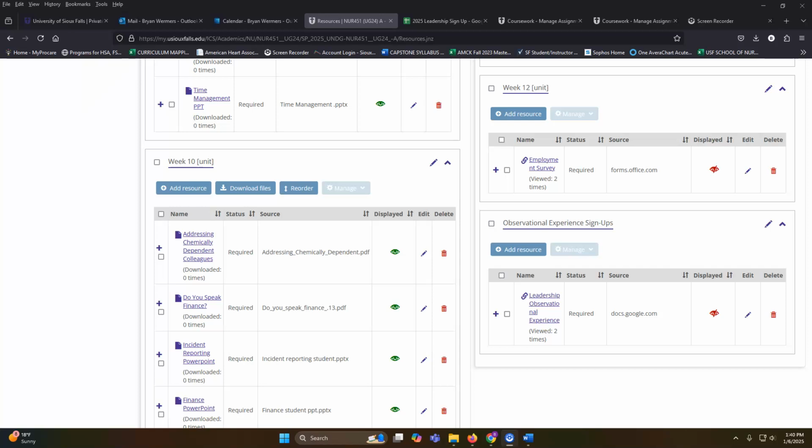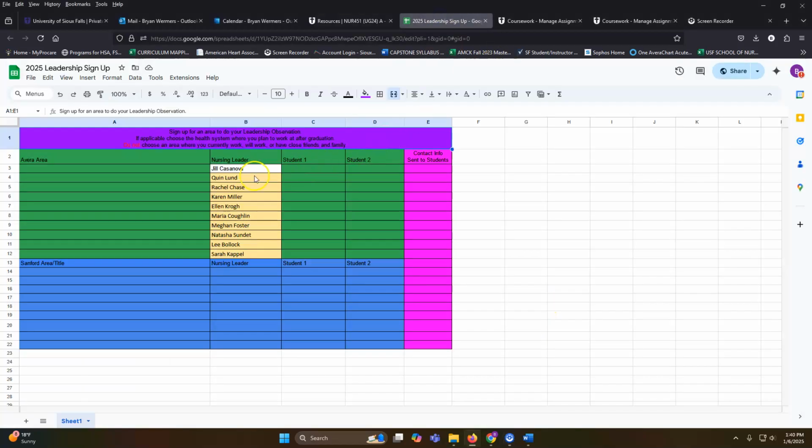The first thing, I want you to go into the resource section, go into observational experience signups, and then click on this tab for the observational experience. This will open up a Google document, on which you're going to see the different nursing leaders. And I hope to get the different areas in here.